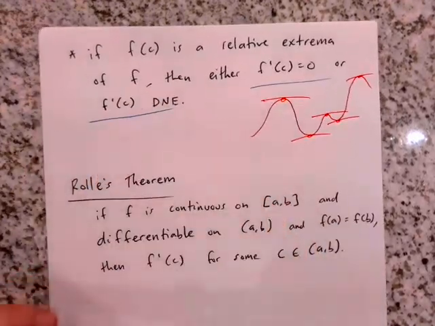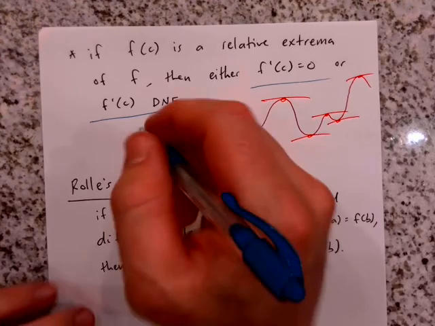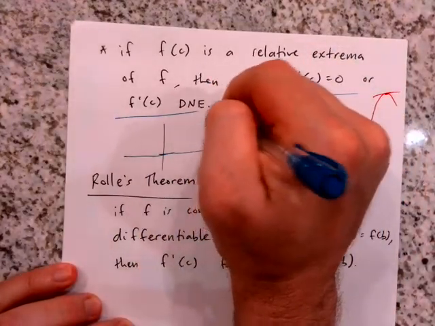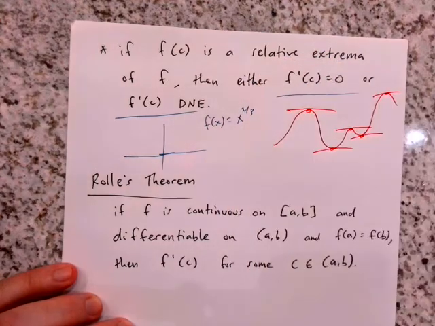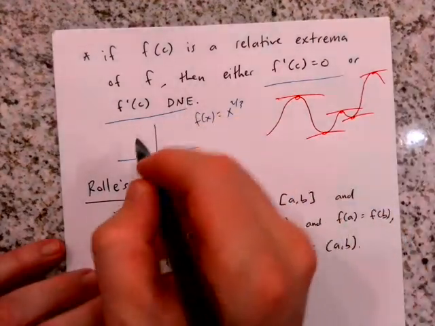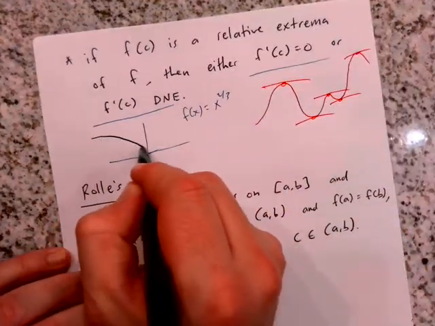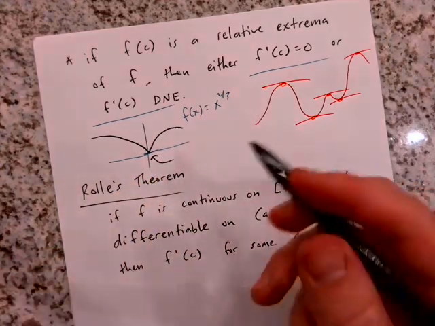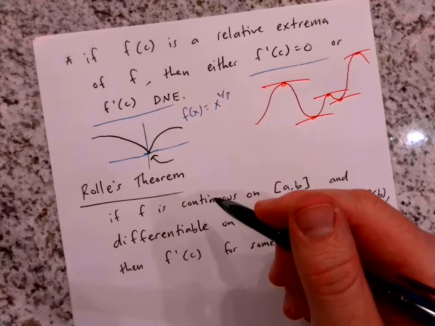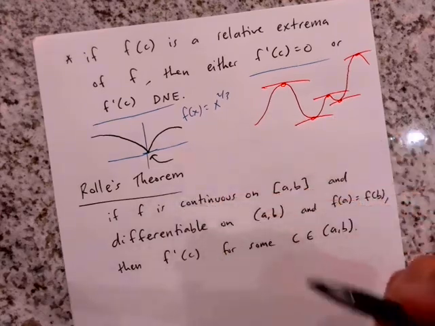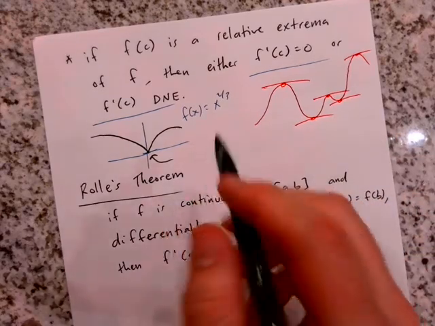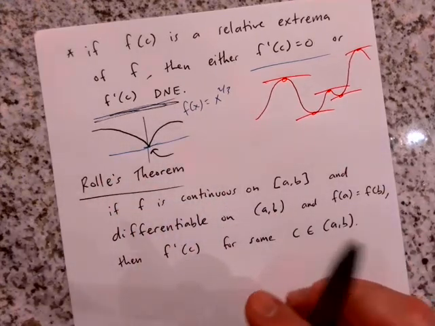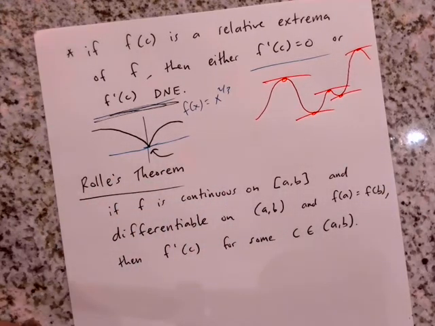Like for example, say you have f of x equals x to the 2/3. This graph looks like this. So that right there is an absolute and relative minimum, but f prime does not exist there because it's a sharp point, it's a cusp. So f prime does not exist. It's one of those two things that's got to be true. And sometimes graphs can have a combination of that.